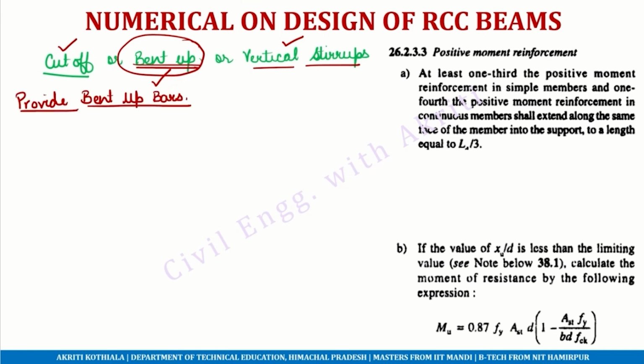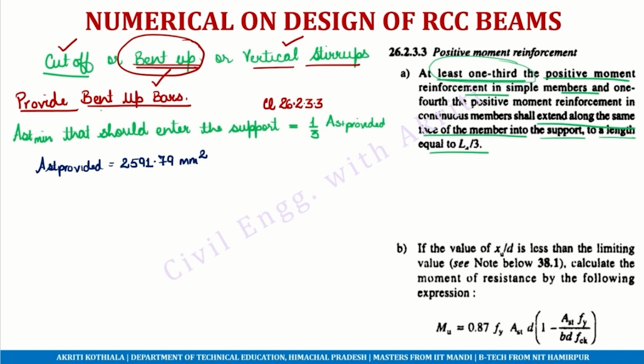So moving on, we can see clause 26.2.3.3, and it says that at least 1/3 of the positive moment reinforcement in a member shall extend along the same face of the member into the support to a length equal to LD by 3. So the minimum reinforcement which we can bend up should not cause less than 1/3 of the reinforcement to enter the support.